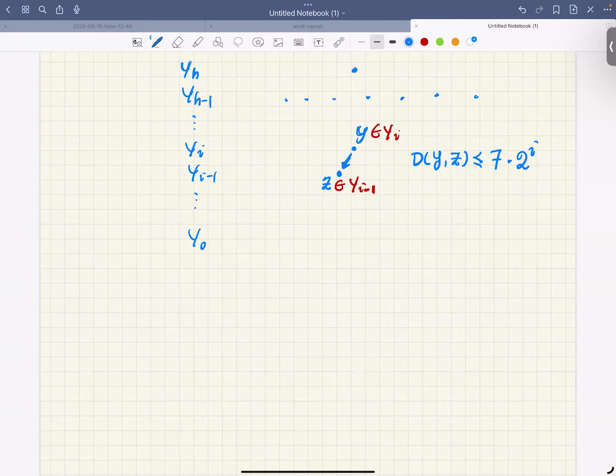Because I asked you this question, right? I said, okay, now we're talking about level I here. So what should be the distance granularity? The distance granularity is 2 to the power of I, right? So there you go, you see the 2 to the power of I there.